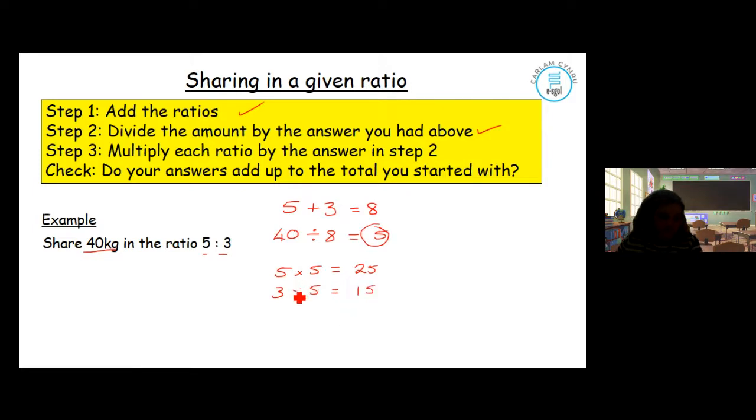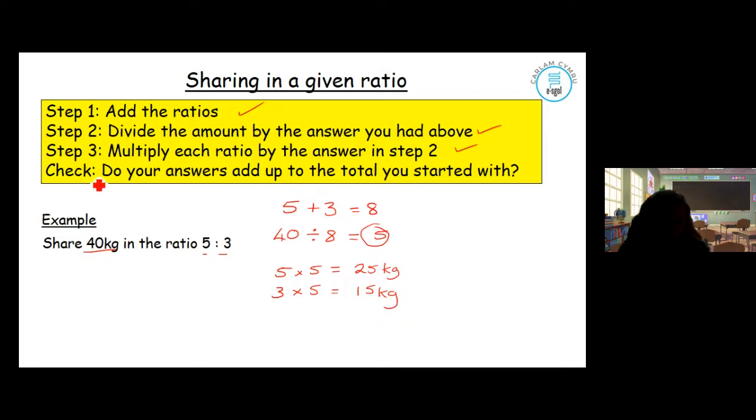Now we need to put it in the context of the question, and this was in kilograms, so we're going to keep this in kilograms as well, and we're going to have units on our answer. So we've got 25 kilograms and 15. That's step 3. That's actually the question finished.